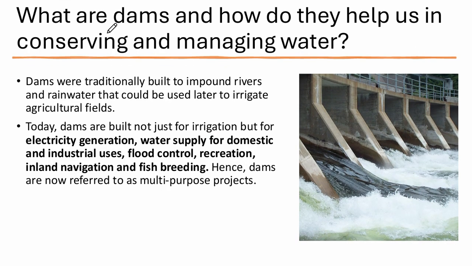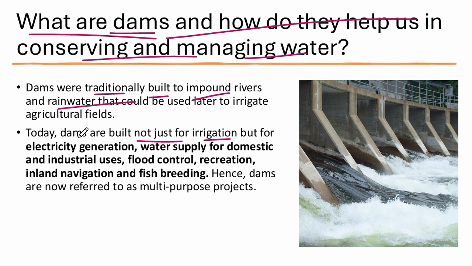So, what are dams, and how are they helping us in conserving and managing water? See, children, dams are traditionally built to impound rivers and rainwater. Today, they are not just built for irrigation, but also for electricity. They may supply water for domestic and industrial uses, flood control, recreation, so many things, children.